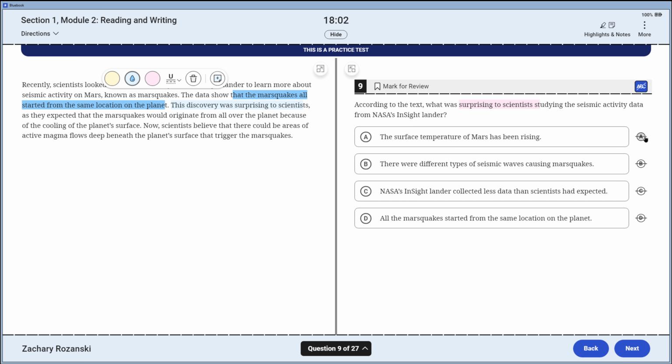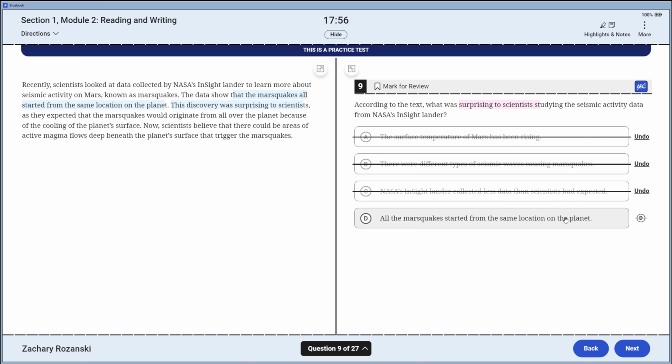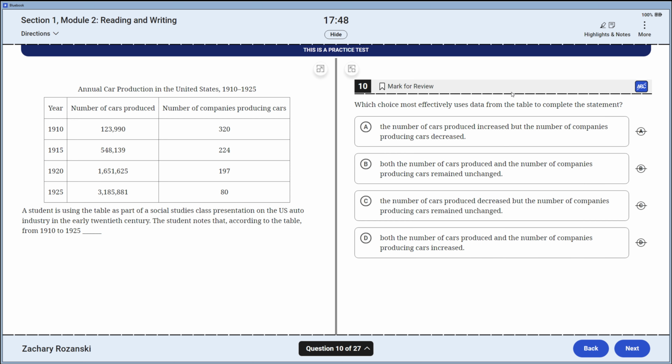The surface temperature, nope. That does not mean they started in the same location. Different types of waves, no. Collected less data, no. All Marsquakes, yeah. What was surprising? They started from the same location. The discovery surprised them, as they expected origins all over the planet. Exactly. Marsquakes, we're done with that one.